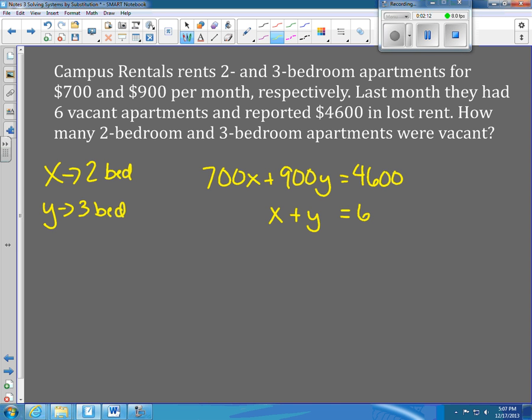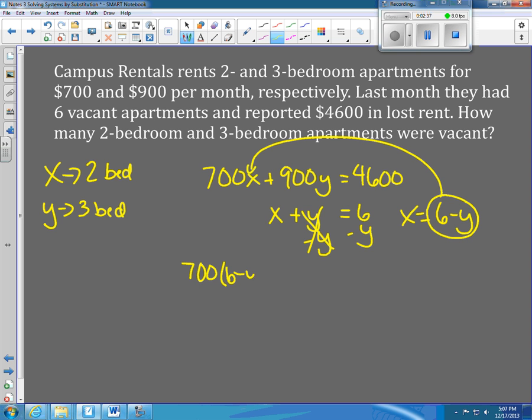So let's convert our second equation here into an x equals or a y equals. Doesn't matter which. I'm just going to solve for x. So I subtract my y. I have x equals 6 minus y. Now this is set up for substitution. So I'm going to substitute in for my x 6 minus y. So we have 700 times, now instead of x, we have 6 minus y plus 900y equals $4,600.